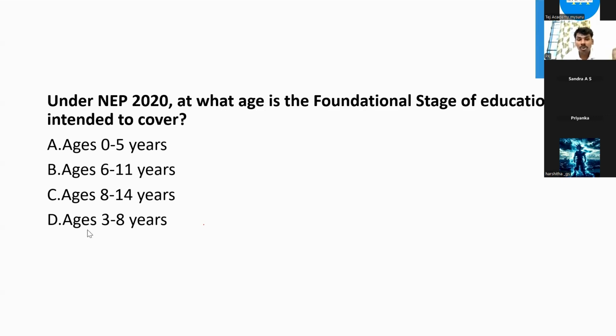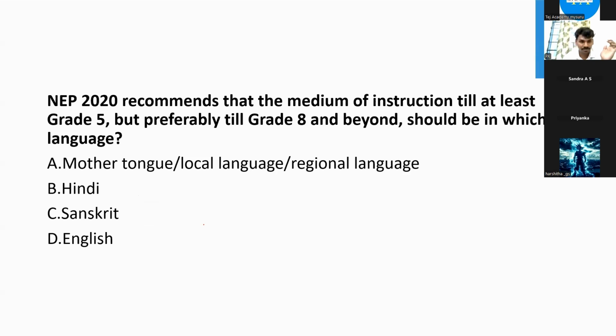So all of you who have marked option D are correct. It is 3 to 8 years, which is Balvatika 1, Balvatika 2, Balvatika 3, class 1, class 2. Shall we move on to the next one? Yes. Okay. Yes, sir. This was a very easy question.